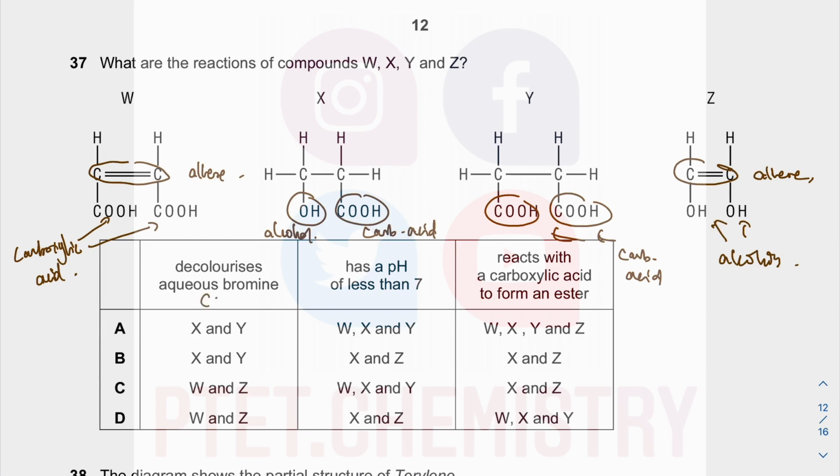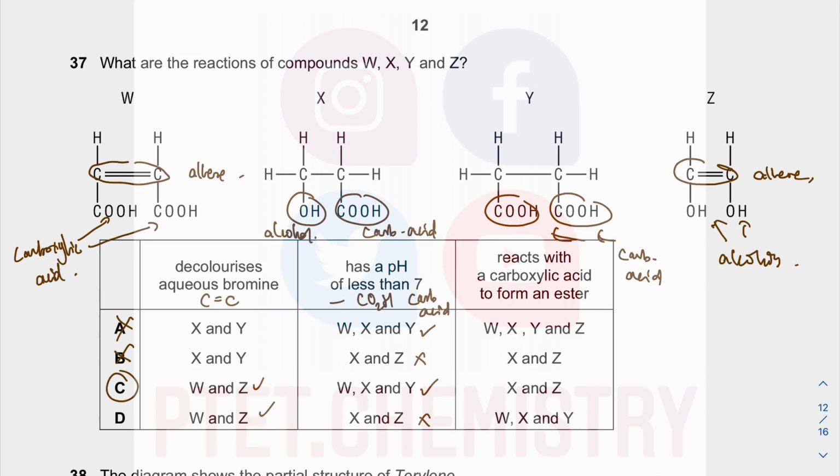Decolorizing aqueous bromine, we're looking for carbon-carbon double bond chemistry. So there's W and Z, so you can cross out A and B. pH less than 7, we are looking for CO2H, carboxylic acid. So there will be W, X, and Y, because alcohols are not acidic. But we already crossed out A and B, so we are only left with C and D, and this one is wrong. There's no need to check the other one already.